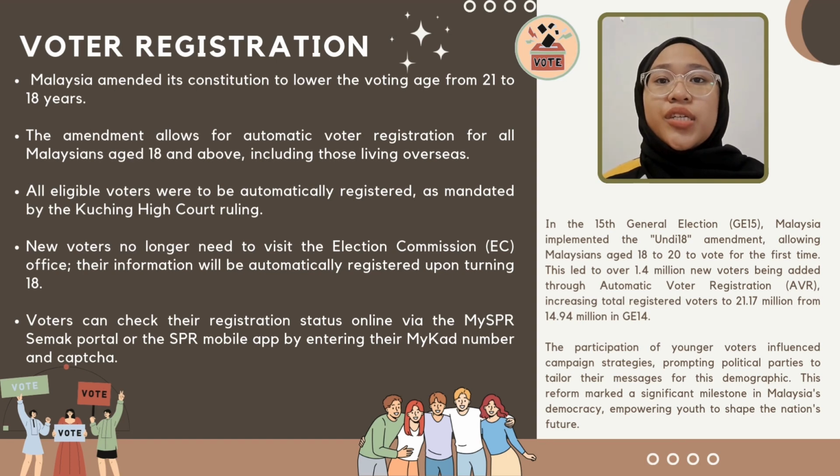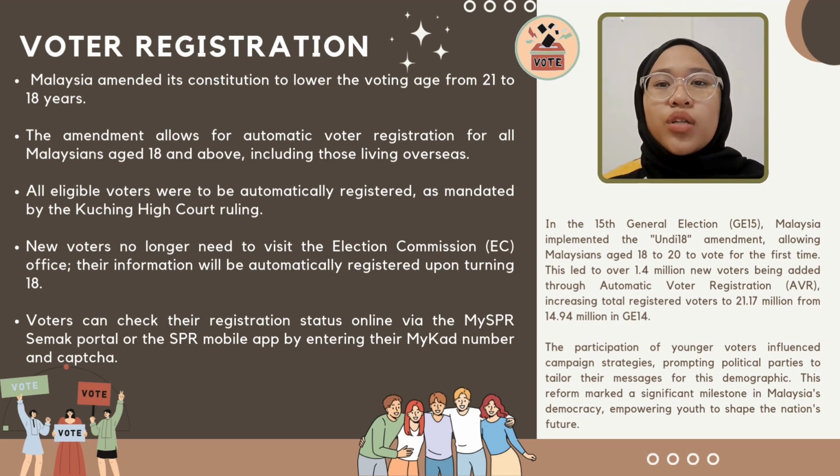Secondly, voter registration. Malaysia passed the constitutional amendment in July 2019 to lower the voting age from 21 to 18 years old and allow for automatic voter registration. All eligible Malaysians above 18 years old, including Malaysians residing overseas, will be automatically registered as voters, said the Deputy Minister in the Prime Minister's Department, Datuk Mas Ermieyati Samsudin.